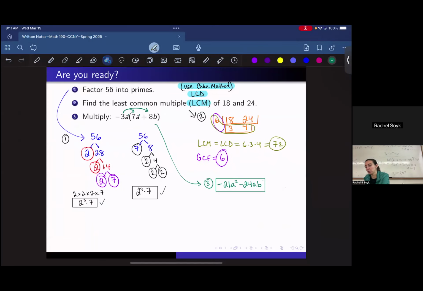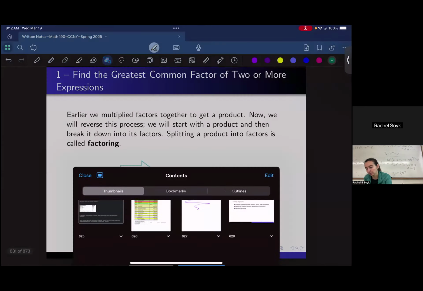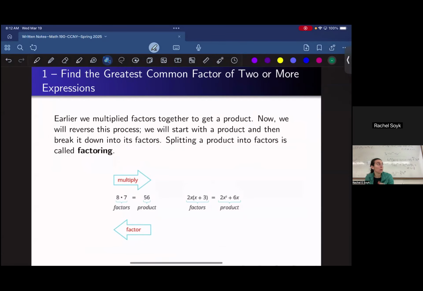These were our 3 warm-up problems before jumping in. Okay. So we have a little notes page. Maybe I'll have a student read this for me.